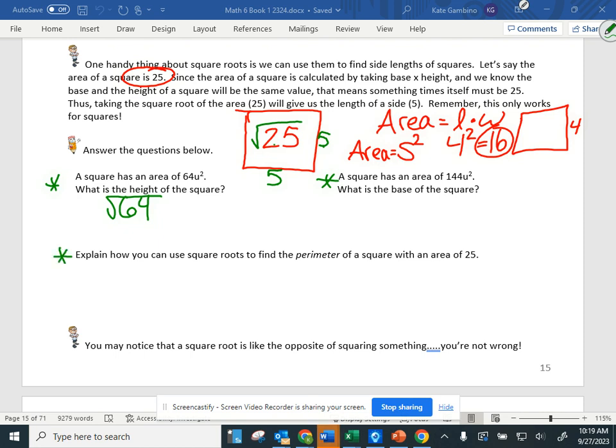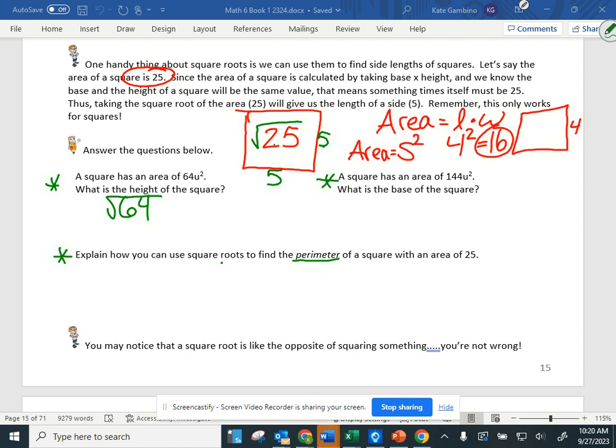Then you need to explain how you can use square roots to find the perimeter of a square with an area of 25. So what does perimeter mean? What does perimeter mean, Zelda? It means the outside of the shape. The outside. So remember, perimeter is when we add up all the outside sides. So if we know the area is 25, how can we use the square root to find the perimeter? And then tell me what the perimeter will be.